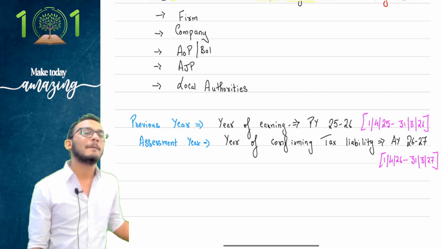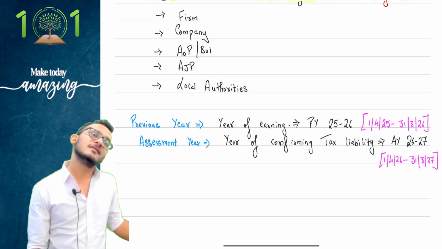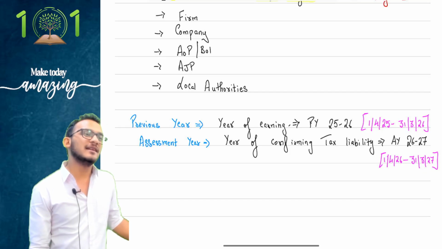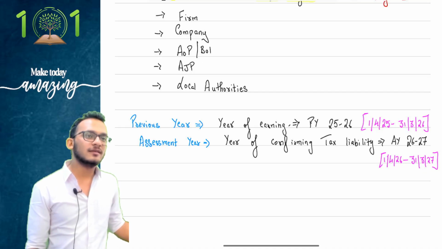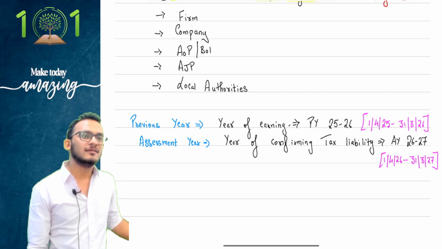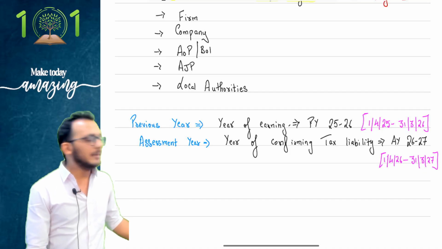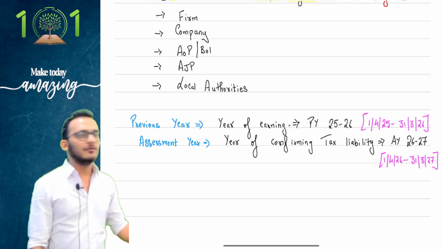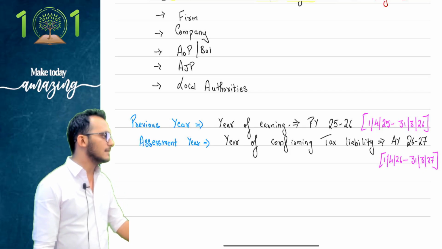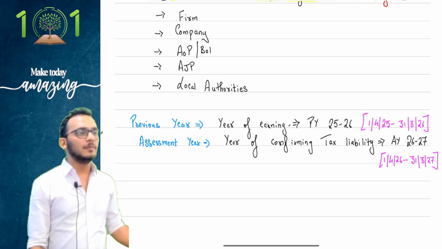Company is a separate legal entity. When did it come into existence? What happened before that? My previous year will be 19th November 25 to 31st March 26. Because understand this carefully, when I'm not even alive, what are you going to ask me to pay tax on?